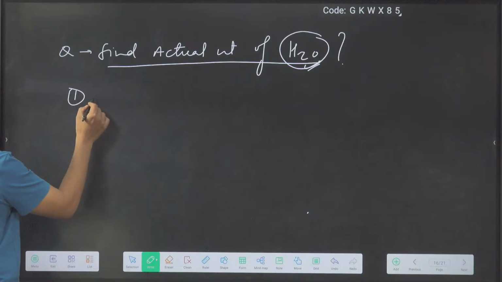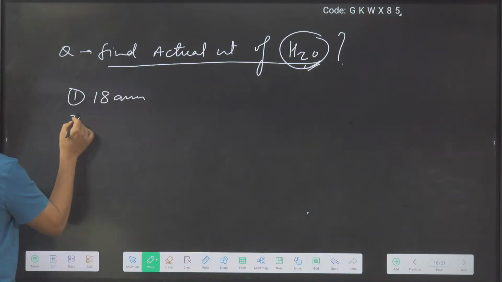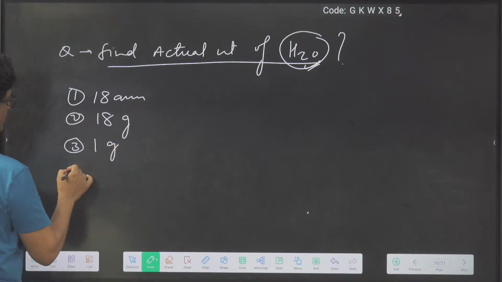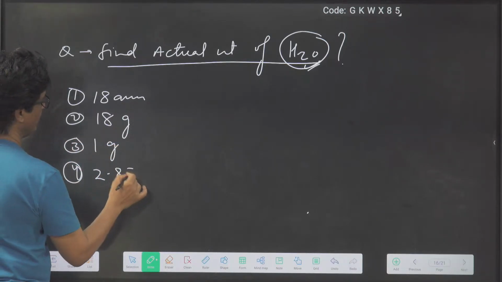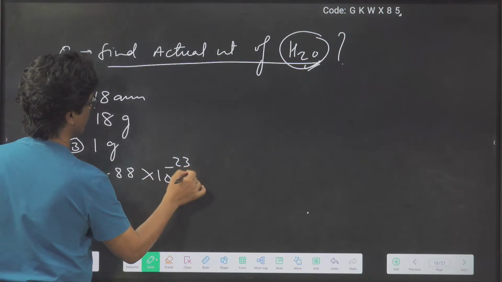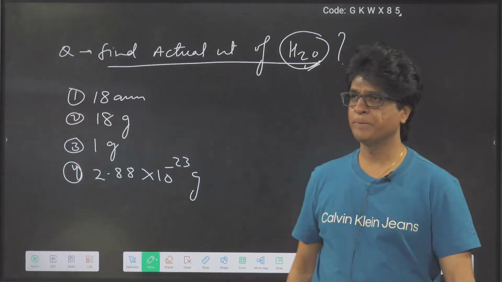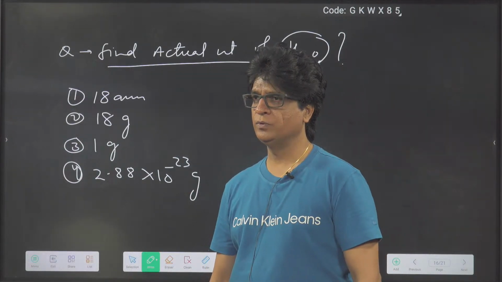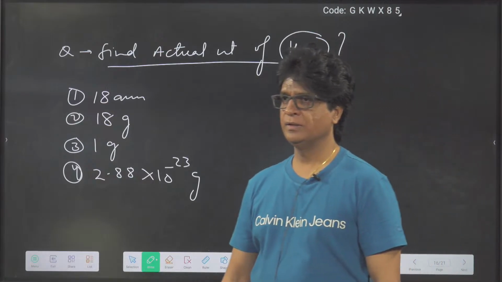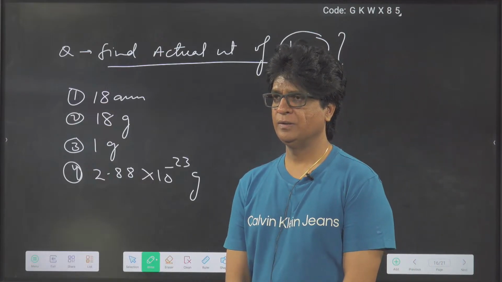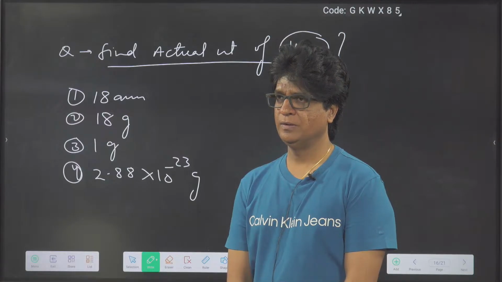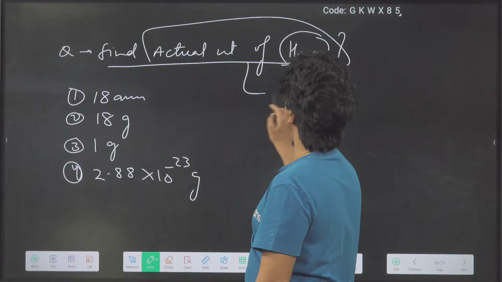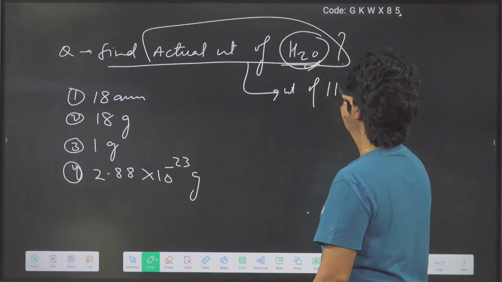See, first option I'm giving you 18 AMU, second 18 grams, third one 1 gram, fourth one 2.88 into 10 to the power of minus 23 gram. Chalo, tell me now. Fourth option. Right, much better.